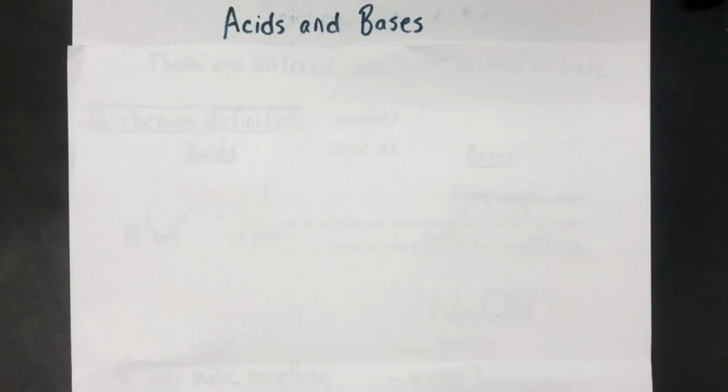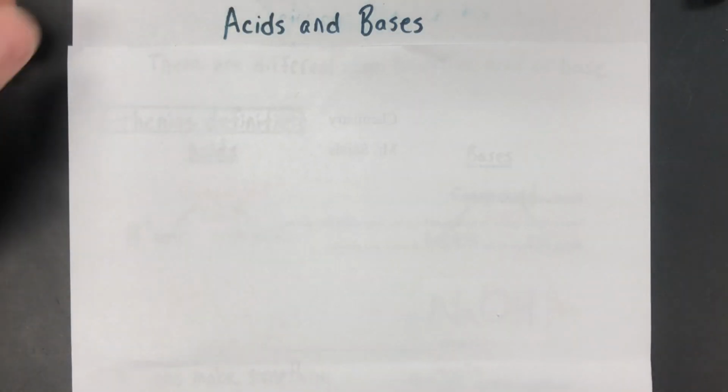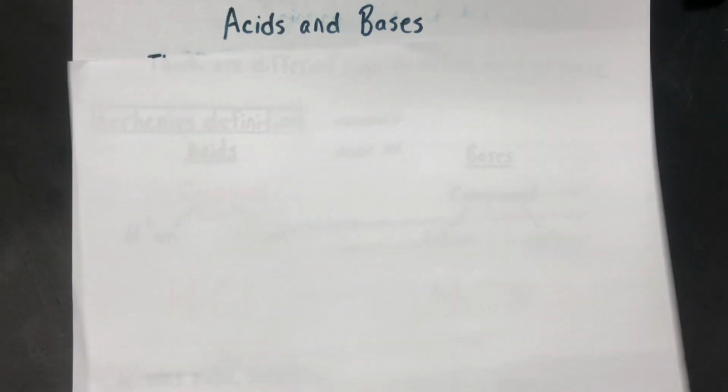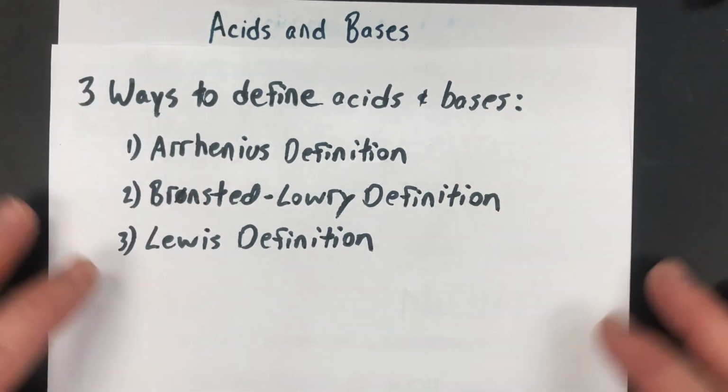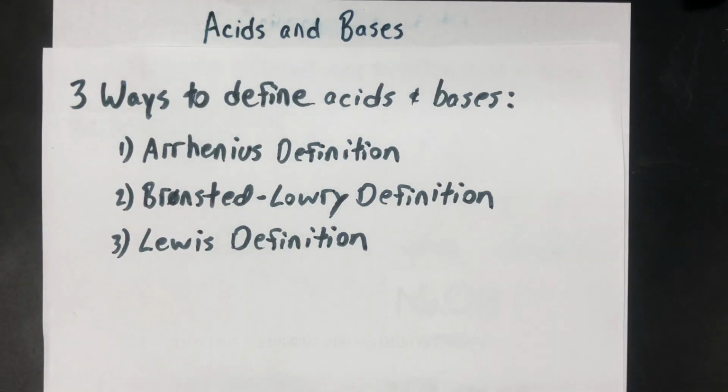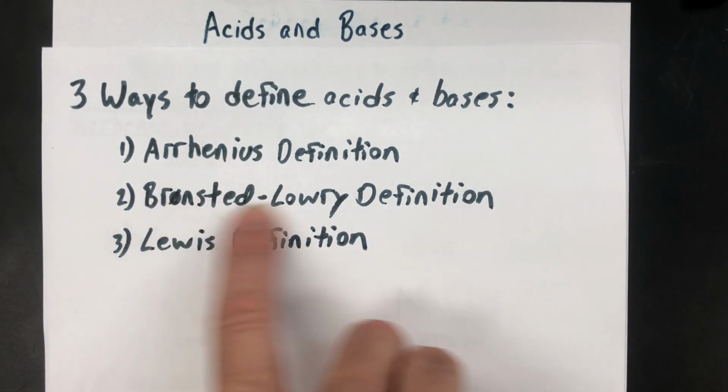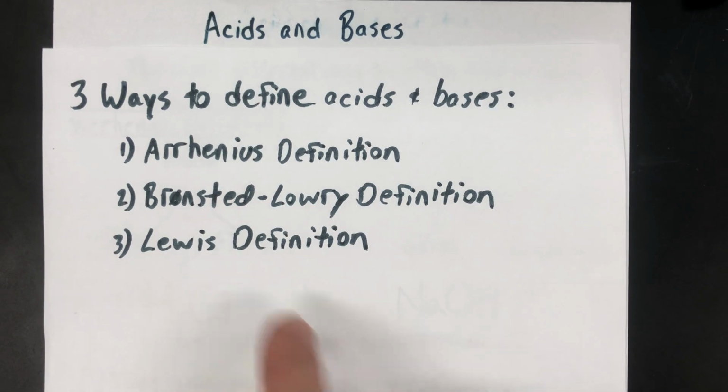All right, hey everybody. Today we're going to talk about acids and bases. We're going to begin our discussion on that. It's a very large topic. One of the things you were asked to learn about in your web quest was different ways to define acids and bases. Here are the three definitions. I'm going to go over those three with you real quick. We have the Arrhenius definition, Bronsted-Lowry, and Lewis definition.